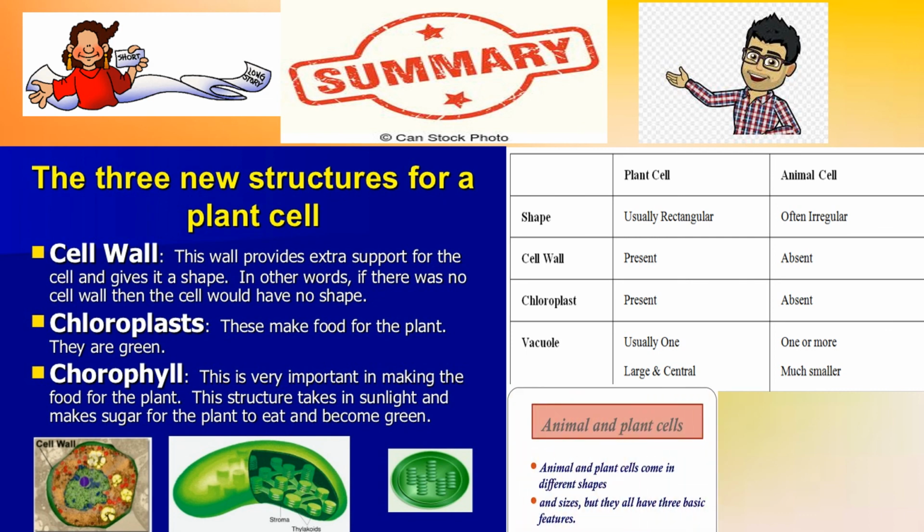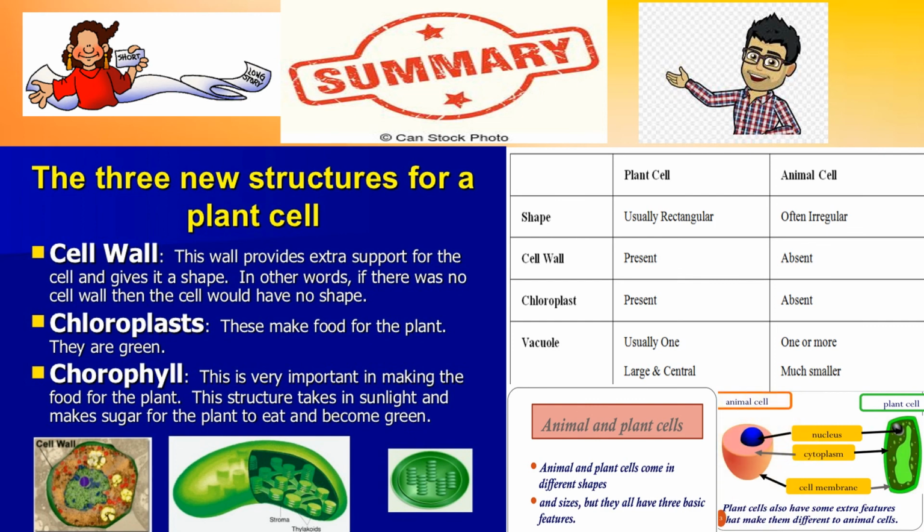Animal and plant cells come in different shapes and sizes, but they all have three basic features. What are those? Can you guess? Yes: nucleus, cytoplasm, and cell membrane.